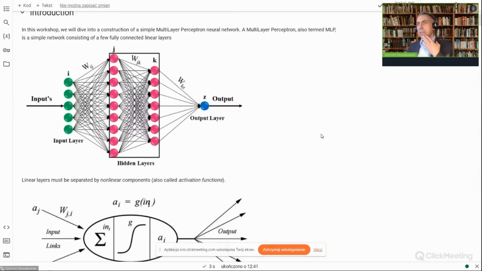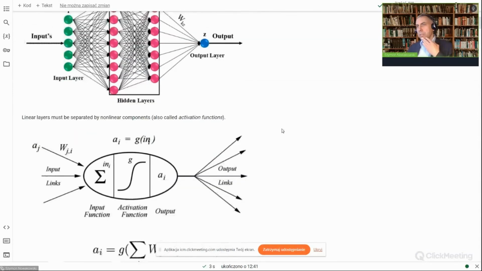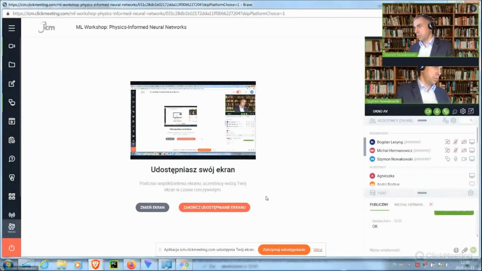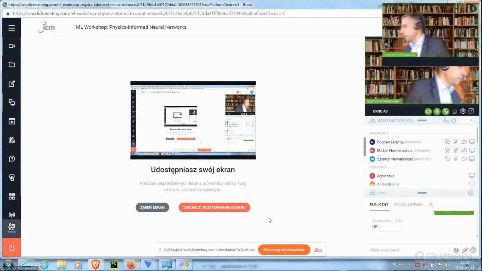And why is that? Why do you need those nonlinear functions in between? This is the first task. What is the purpose of the nonlinearities in between the layers of the neural network? So this is a question to you. If anybody cares to answer, I will be very happy. I encourage you to try anything, because there are no wrong answers, there are only wrong questions, and I encourage you to try to give an answer, even if you don't know, especially if you don't know.